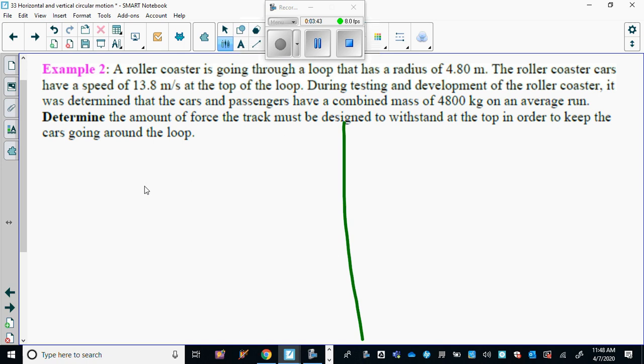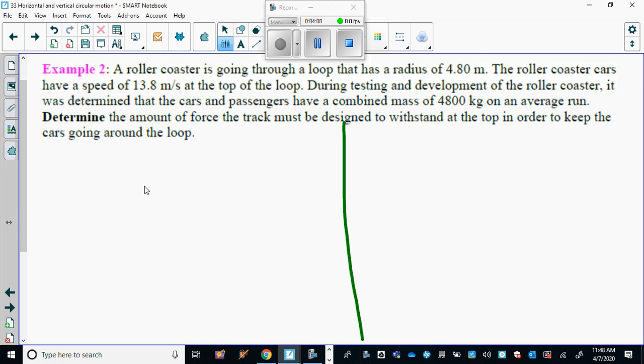And here we have a roller coaster going through a loop that has a radius of 4.8 meters. The roller coaster car is at a speed of 13.8 at the top of the loop. During testing and development of the roller coaster, it was determined that the cars and passengers have a combined mass of 4,800 kilograms on an average run. Determine the amount of force the track must be designed to withstand at the top in order to keep the cars going around the loop.